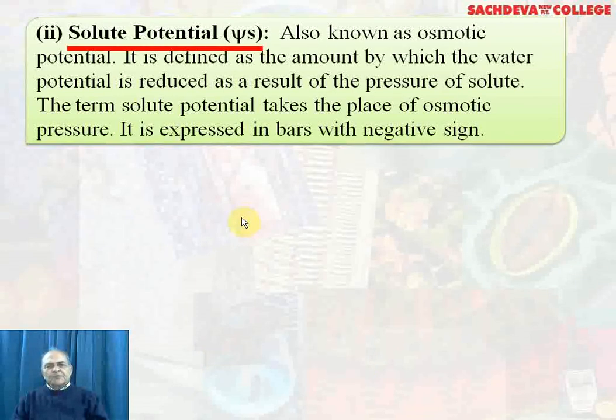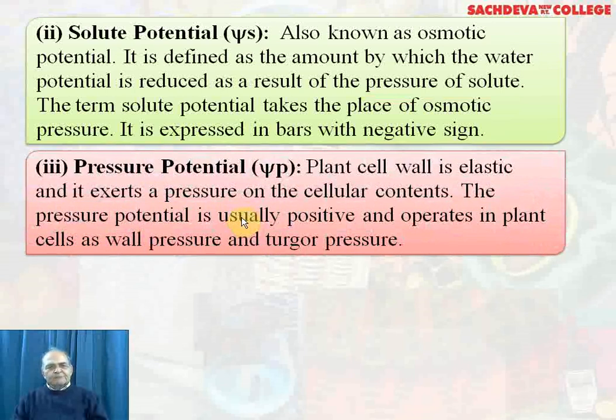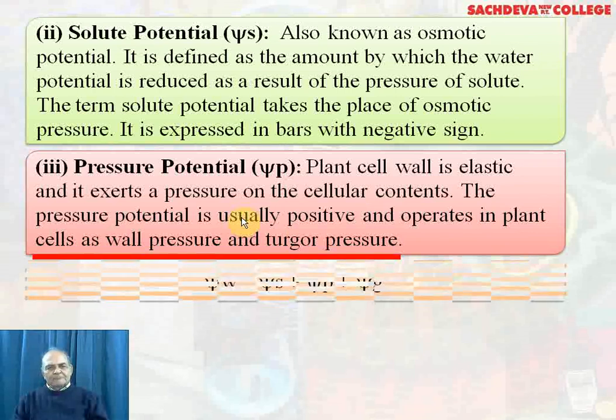Solute potential, Psi S, also known as osmotic potential, is defined as the amount by which the water potential is reduced as a result of the presence of the solute. The term solute potential takes the place of osmotic pressure. It is expressed in bars with a negative sign. Next is pressure potential, psi p. The plant cell wall is elastic and it exerts a pressure on the cellular contents. The pressure potential is usually positive and operates in plant cells as wall pressure and turgor pressure.